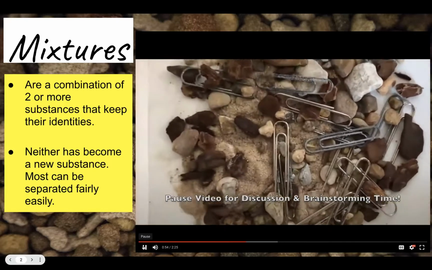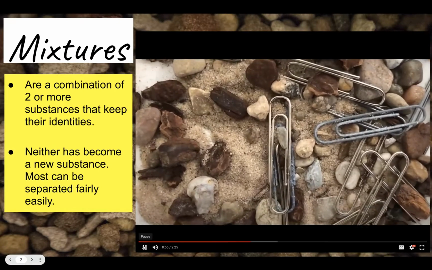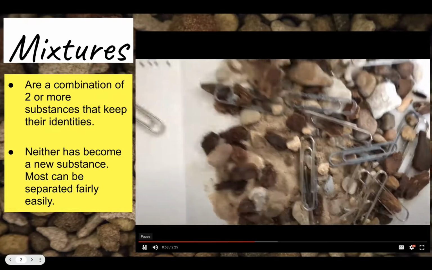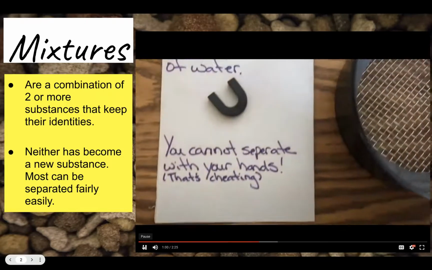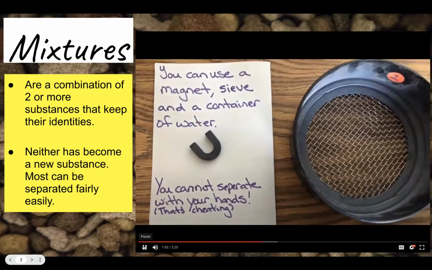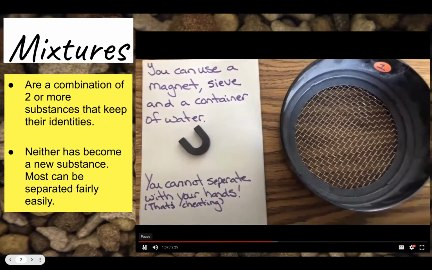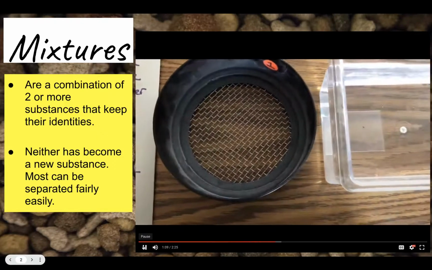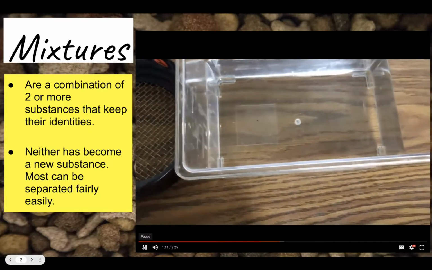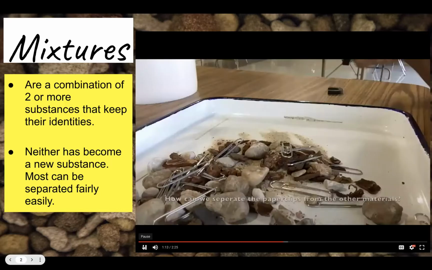So again, we have the paper clips, the sand, the tree bark, and the pebbles. I'm going to give you guys a hint. I'm going to show you some of the tools I used. I used a magnet, a sieve, sort of like a mesh net or a strainer, and then I used a container of water. So those were my science tools.